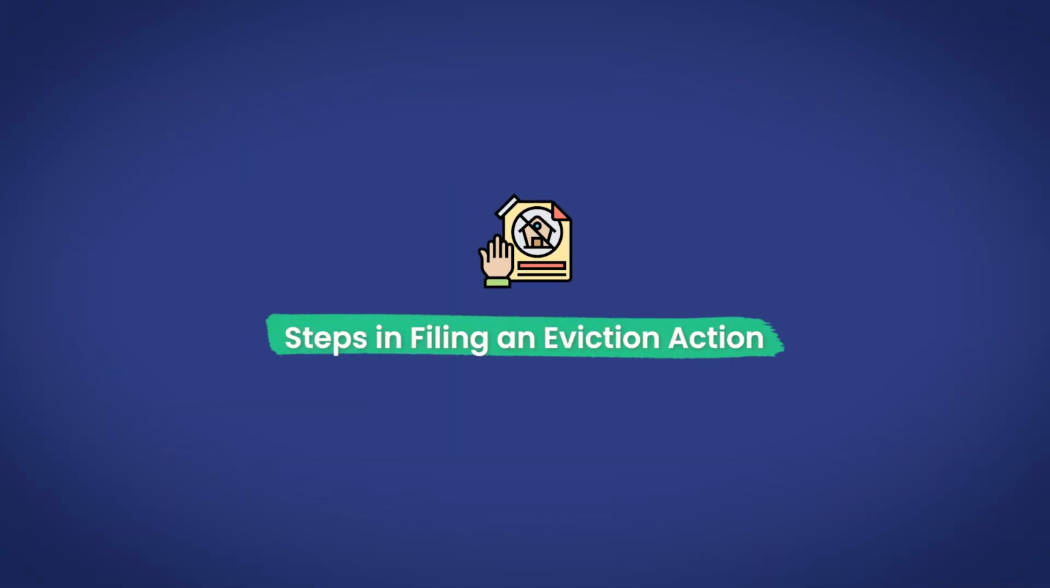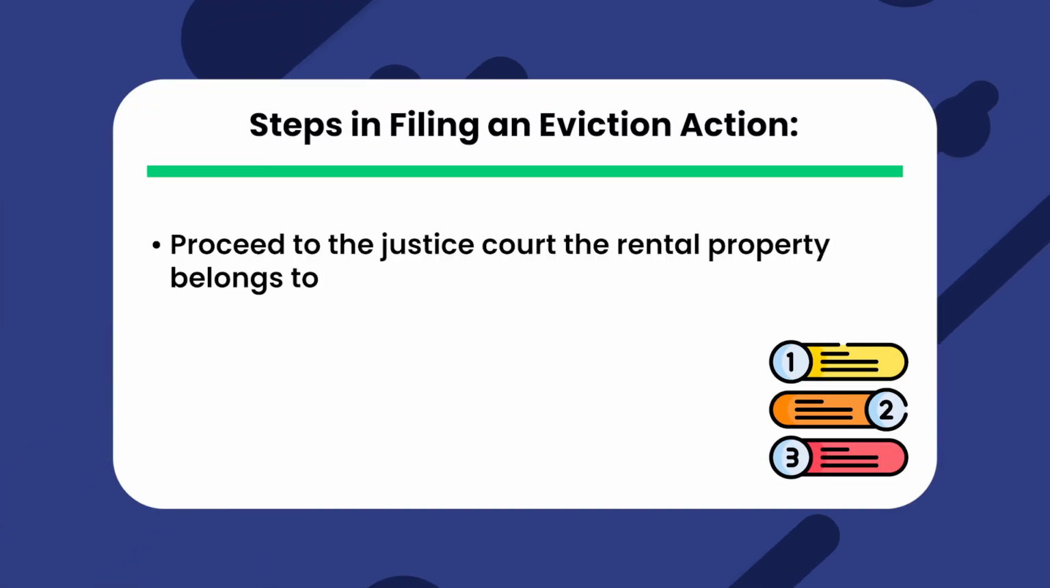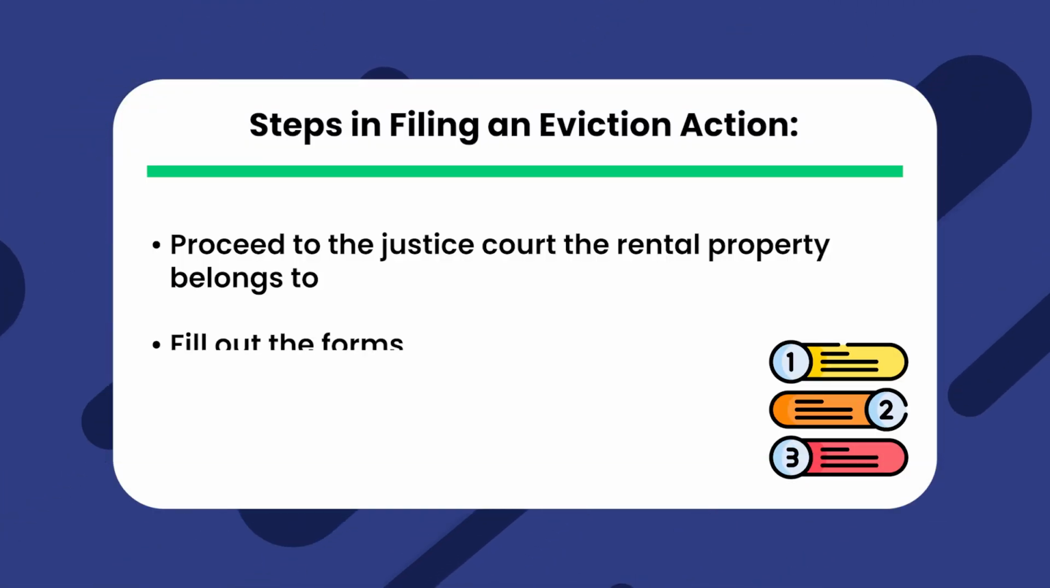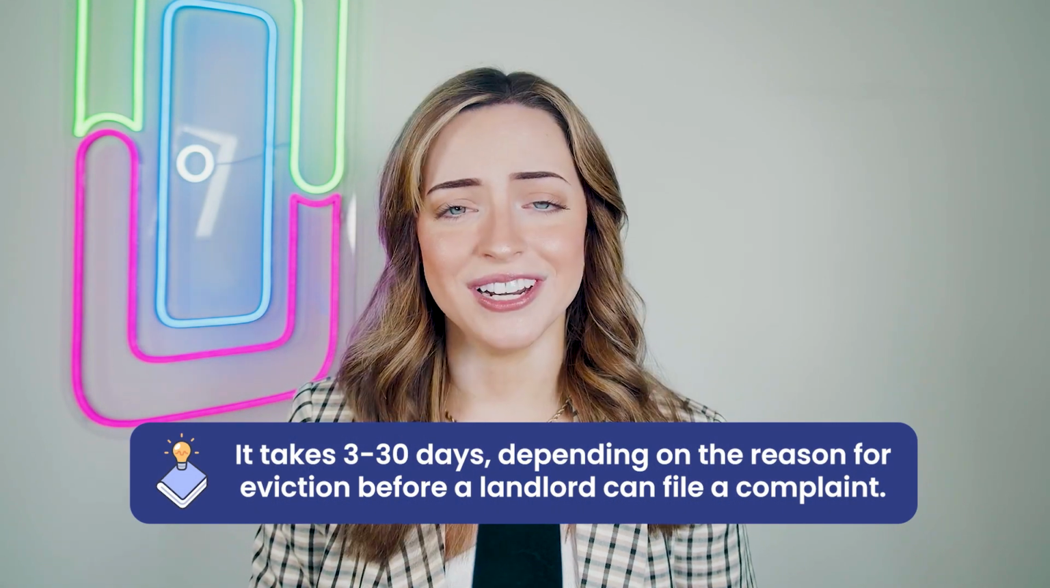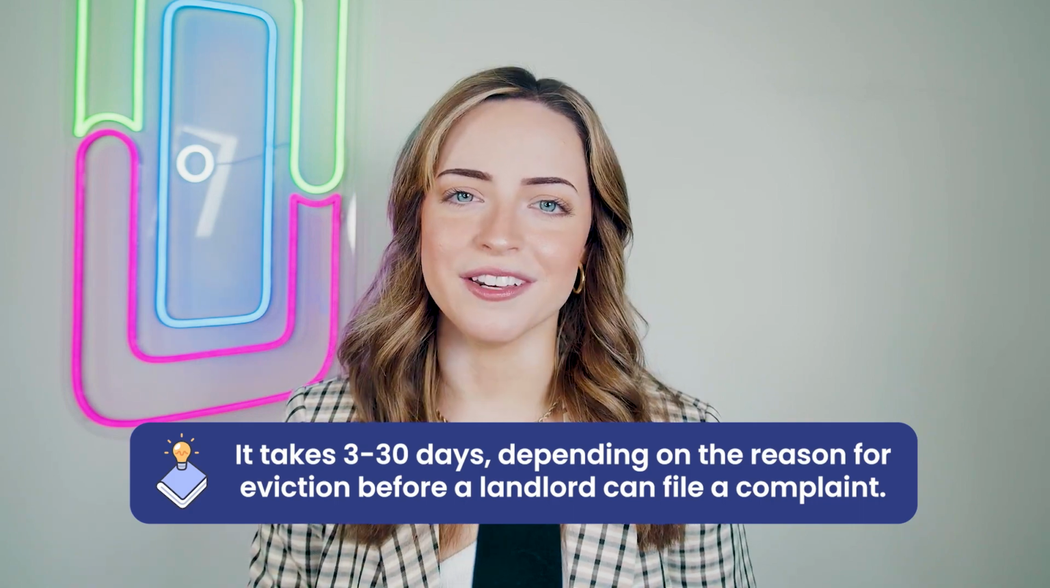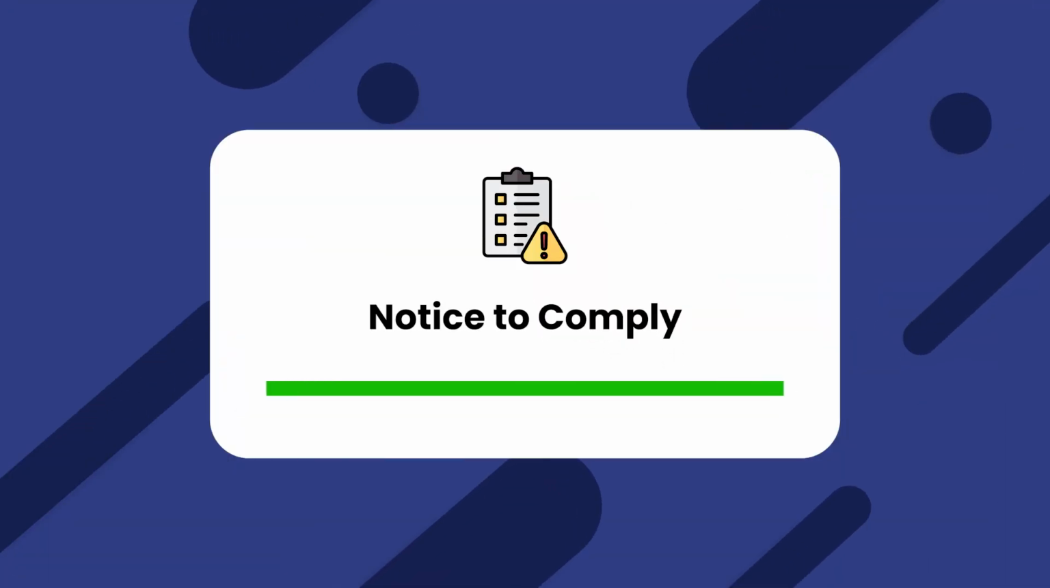Steps in filing an eviction action. Proceed to the justice court the rental property belongs to, fill out the forms, and pay the filing cost. Timeline. It takes 3 to 30 days depending on the reason for eviction before a landlord can file a complaint. Notice to comply. Before filing for an eviction with the court, you need to issue the tenant a notice to comply.